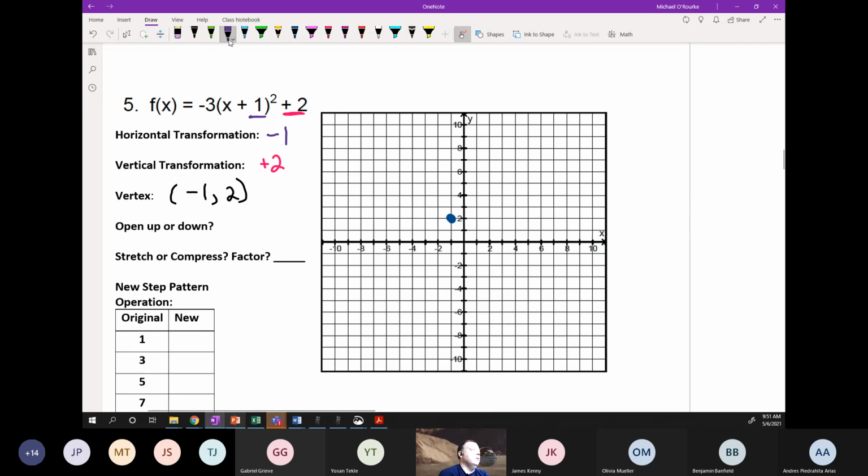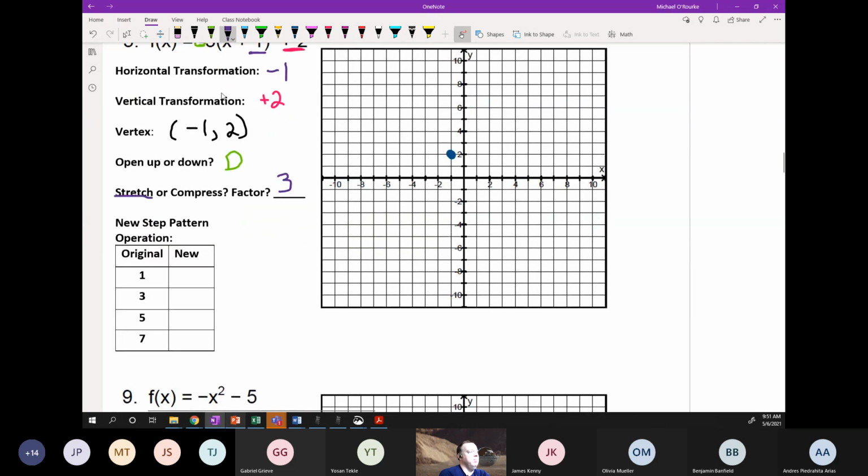Then I asked the question, is it opening up or opening down? If I look at here, what's it opening? Up or down? Down. So I can put a D there. It's down because of its negative sign here. Good. What is the stretch? Now, stretch or compress. This time it's above 1, it's 3, so it's going to be a stretch by a factor of 3.